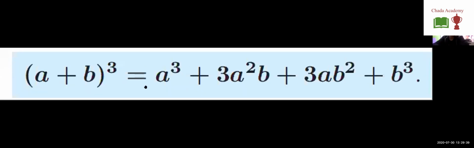There's also this formula, but you don't have to memorize it, okay? There's also a formula for (a plus b) power 3. I memorized it because I've used it a lot, but you don't have to. It's not necessary.